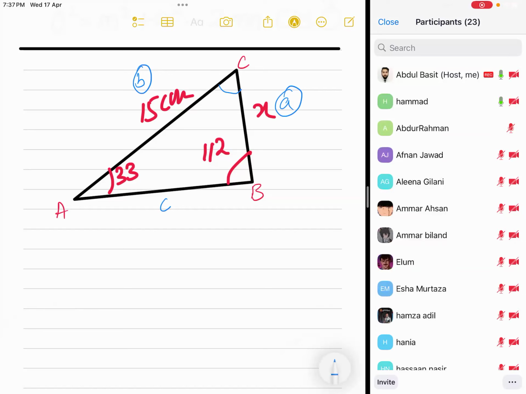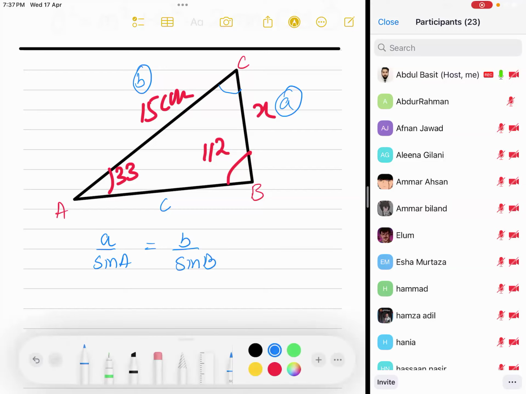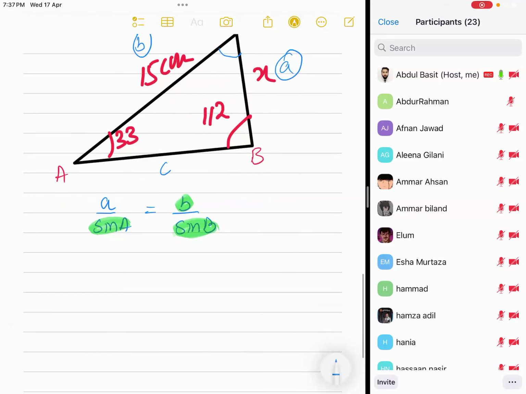Let's check sine rule how. साइन रूल पर होता है ना। हाँ, तो वही मैं इसीलिए कर रहा हूँ. So मैं लिखूंगा small a divided by sine a, which is equals to small b divided by sine b. Okay, now everybody pay attention. We can see that small a is unknown, sine a is available, small b is available, sine b is also available. I can use it very clearly. So a is x, sine a is sine 33, b is 15, sine b is sine 112.